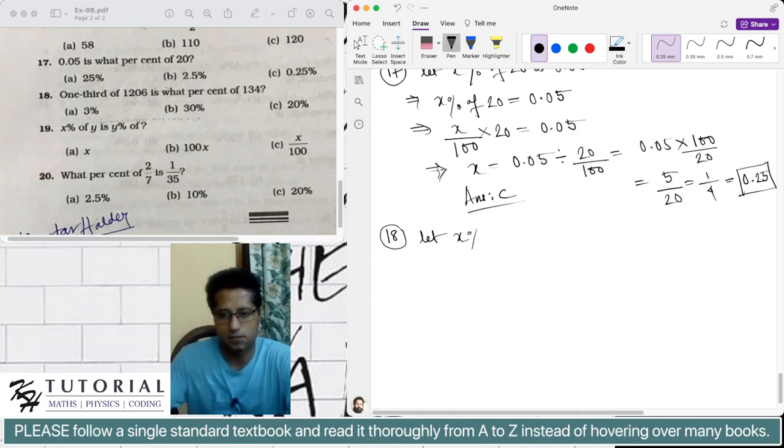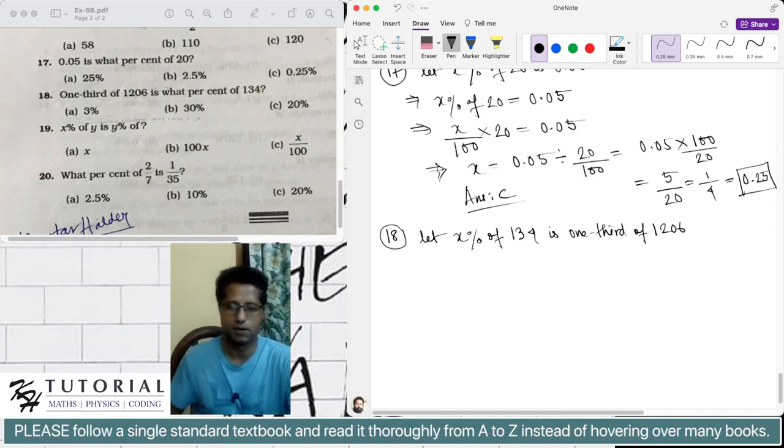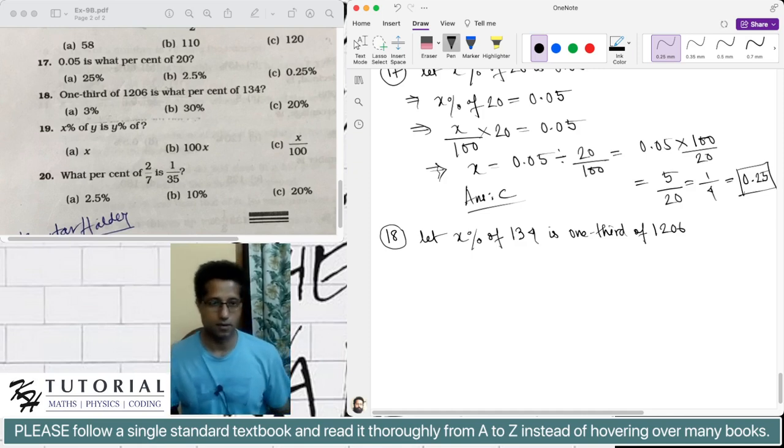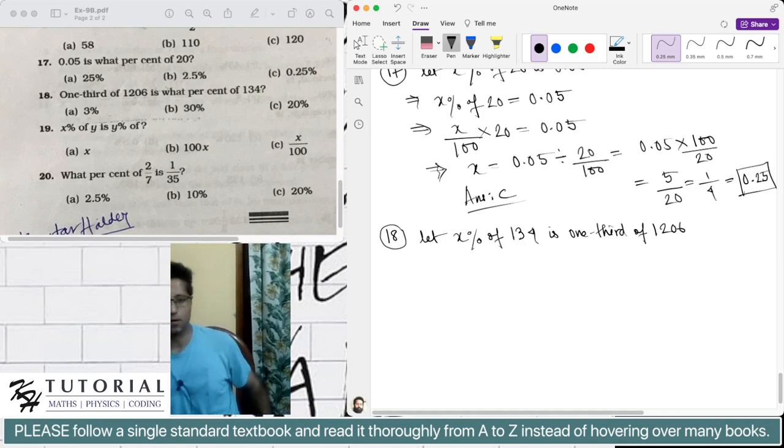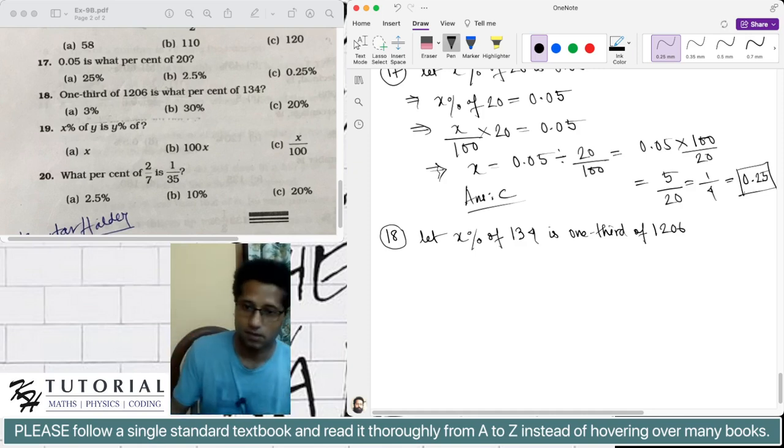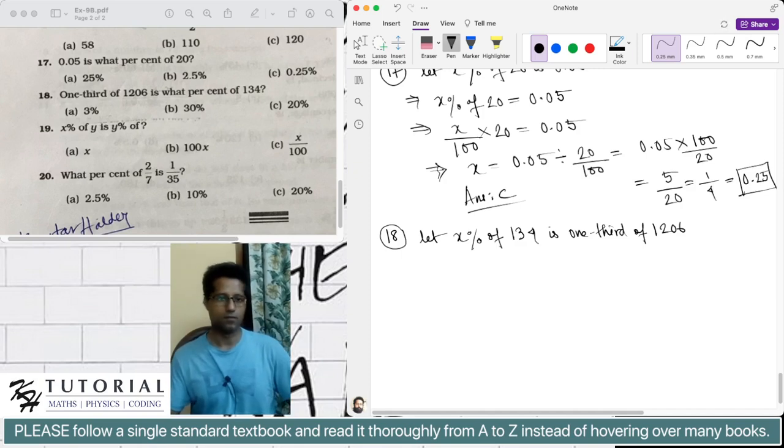x percentage of 134 is one third of 1206. So it is very important that you understand the problem statement, what exact information is given. Only then will you be able to translate the given information into some formula or mathematical representation. So it is asking that one third of 1206 is what percentage of 134.